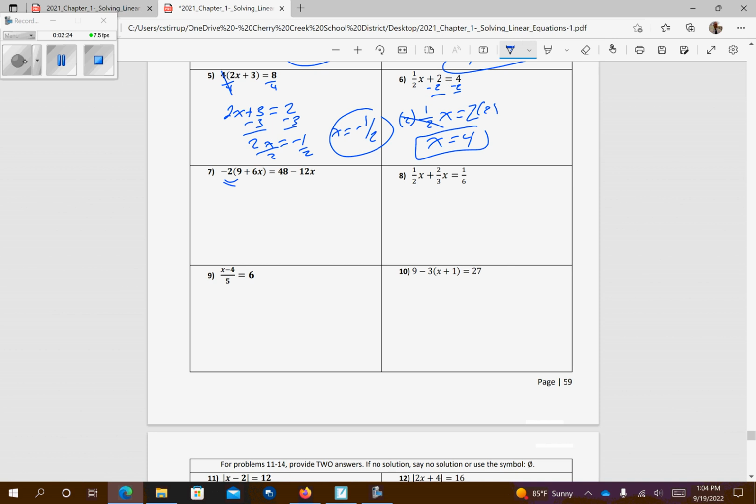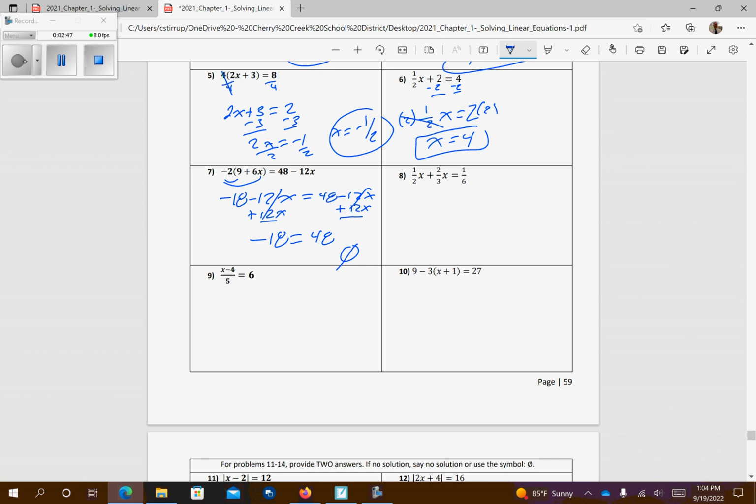Next problem, I'm going to distribute. So I get negative 18 minus 12x equals 48 minus 12x. Let's add 12x to both sides. Those cancel, so I get negative 18 is equal to 48. That's false, so that's no solution. So 0 with a slash through it means no solution.